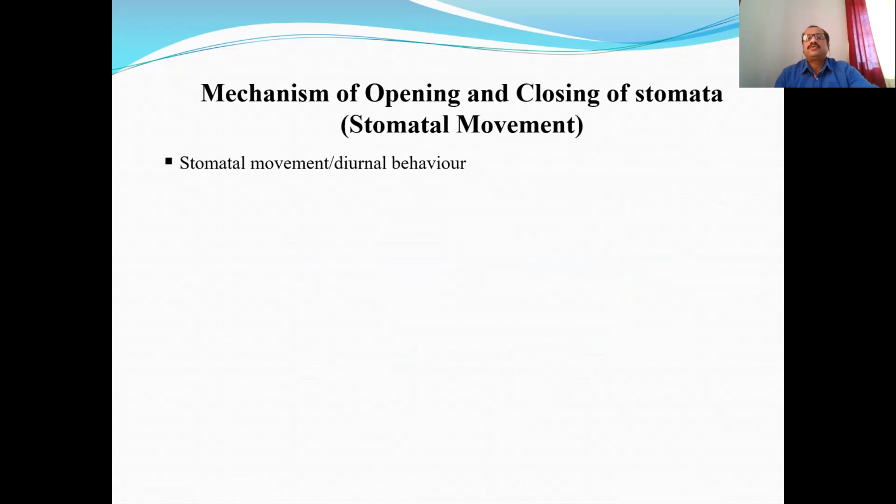Now, when we want to study the mechanism of transpiration which occurs through stomata, when water vapors are lost from the stomata, it is obvious that when stomata open, transpiration takes place. When stomata are closed, transpiration is absent. So for understanding the mechanism of transpiration, we need to understand the mechanism of opening and closing of stomata, how stomata become open and how they become closed. This movement of stomata is called stomatal movement. It is also called diurnal movement of stomata because it happens during day and night. In most plants, stomata are open during daytime and closed during nighttime. In darkness, they are closed. In light, they are open. That behavior is called the diurnal behavior of stomata.